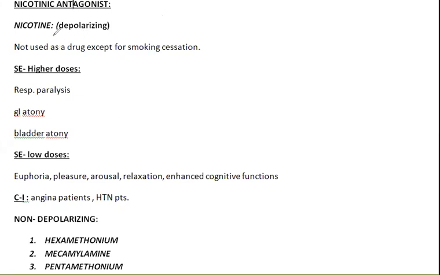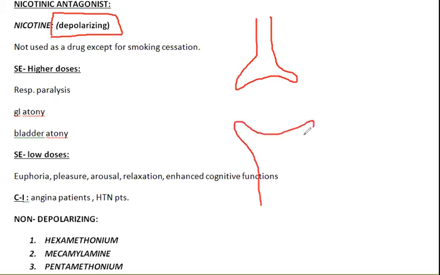So what does the word depolarizing mean? First things first, when you are classifying into depolarizing and non-depolarizing, you should know why we call it depolarizing. Here is your presynaptic neuron, and here is your postsynaptic neuron. With the influx of current and the release of acetylcholine in the synaptic cleft, when acetylcholine binds to the receptors present here, there is an influx of sodium inside.